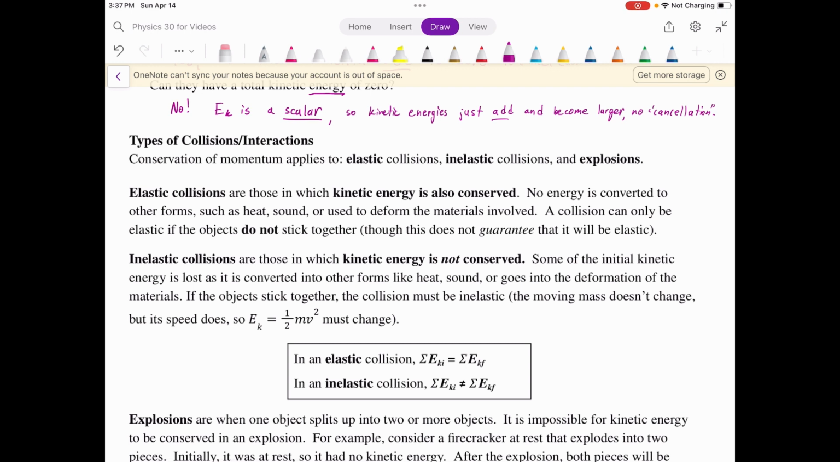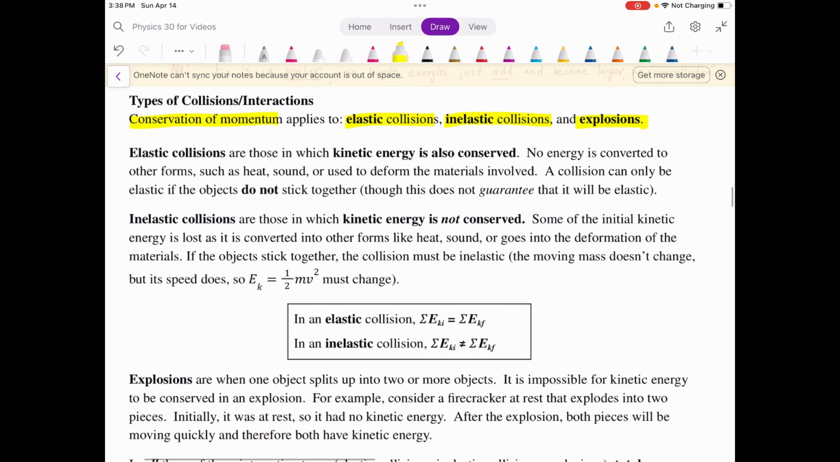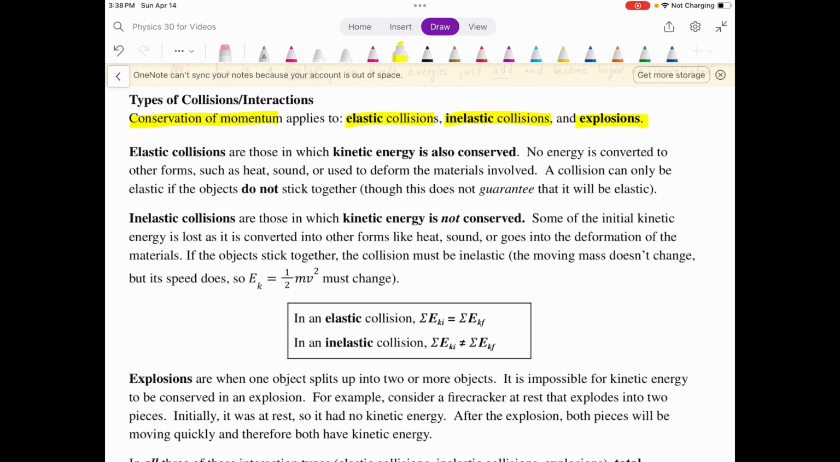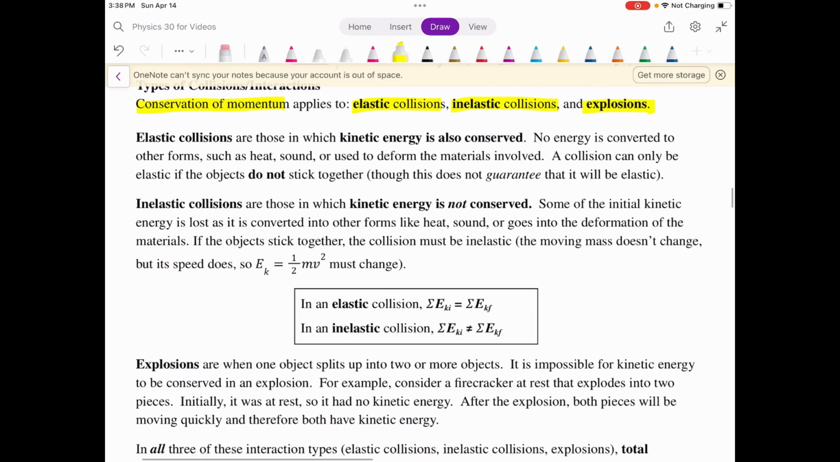We saw them actually in that animation there. We did a quick tour of them, but let's formally define them, okay? So conservation of momentum applies to elastic collisions, inelastic collisions, and explosions. Those are the 3 types of interactions that we'll mainly look at, and pretty much all interactions fit into one of those categories, okay? So an elastic collision is one in which kinetic energy is also conserved.